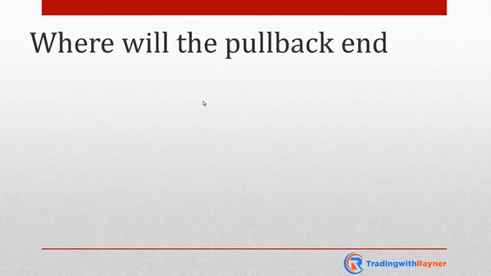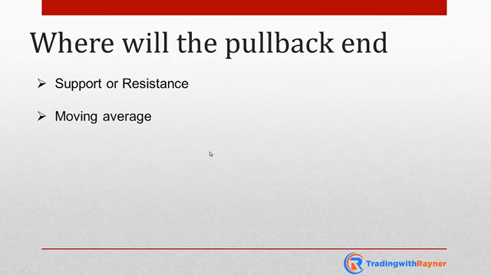Now, once you've embraced the pros and cons of trading pullbacks, the next question you probably have is, hey Rainer, where will the pullback end? I want to share with you 3 scenarios where I find that the pullback would usually end in either one of these. Number 1, it tends to respect support or resistance, right? Support in an uptrend and resistance in a downtrend. Number 2, it tends to respect a moving average. And number 3, a trend line.